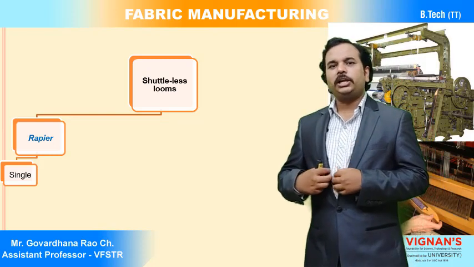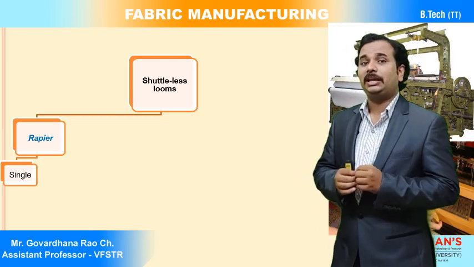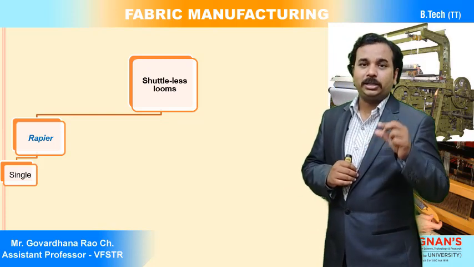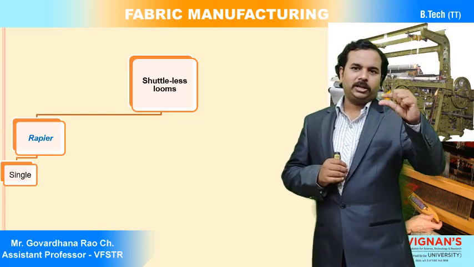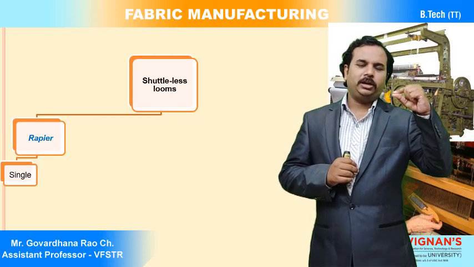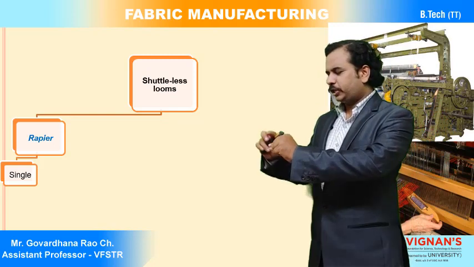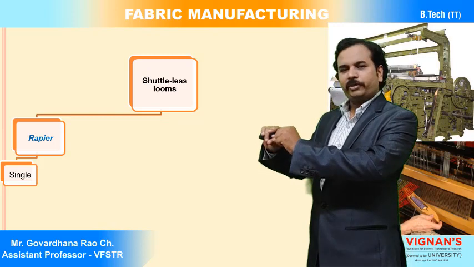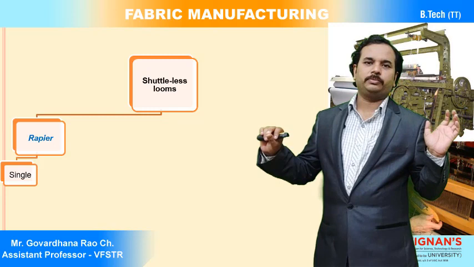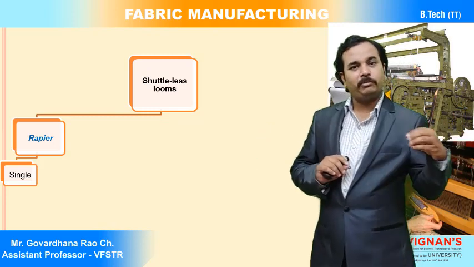Now in the case of shuttleless looms, there is no use of a shuttle. We are using an element called a rapier, like my fingers. The rapier holds the weft yarn and inserts it in the shed. After the insertion, there is a holder at the other side which holds the weft yarn, and the rapier comes back to its original position.